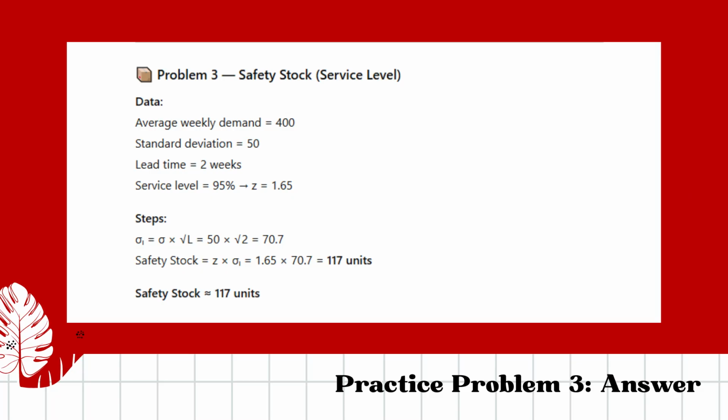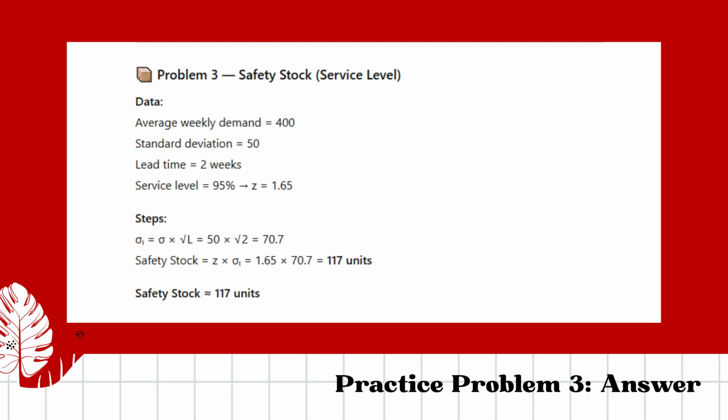Problem 3. Safety stock for a target service level. Average weekly demand is 400 units, and the standard deviation is 50. Lead time is 2 weeks, and the company wants a 95% service level, corresponding to a Z-value of 1.65. We need to calculate the safety stock.